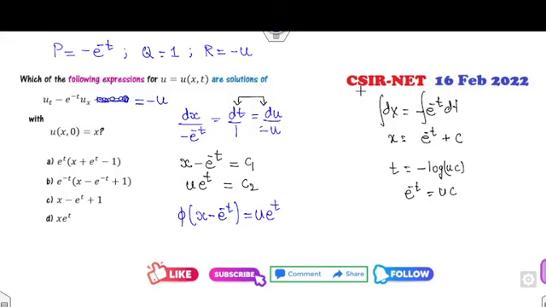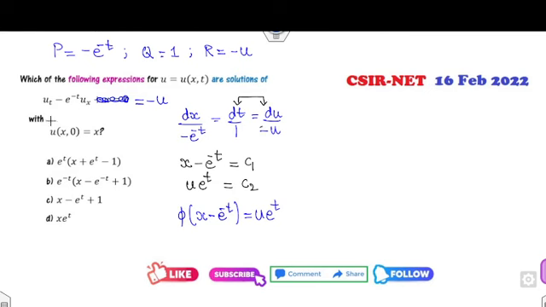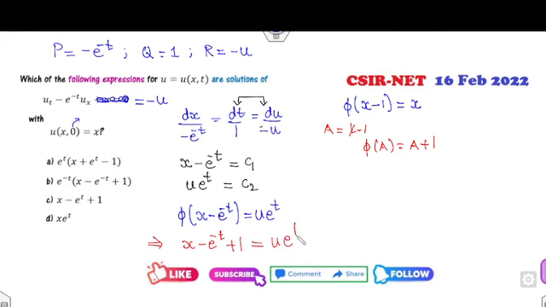Fine. Now you can look at the initial condition. The initial condition is u(x, 0) is x. So the x value will be x, t will be 0, e raised to power 0 is 1. Now I can take a as x minus 1, phi of a, and the value of x is a plus 1. So whatever phi of something is, a plus 1, x minus e raised to power minus t plus 1 is u e raised to power t.